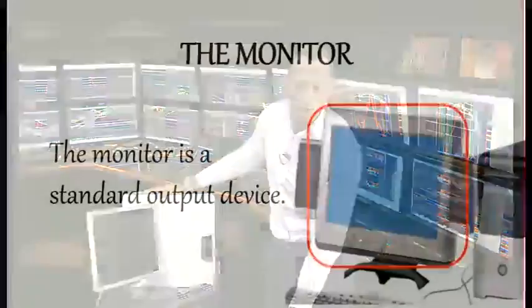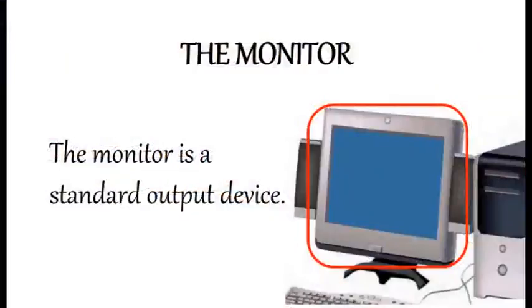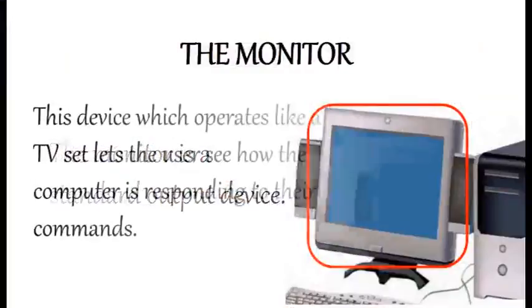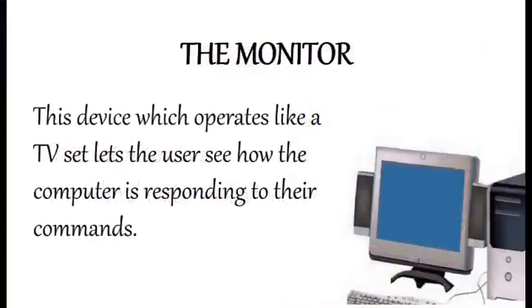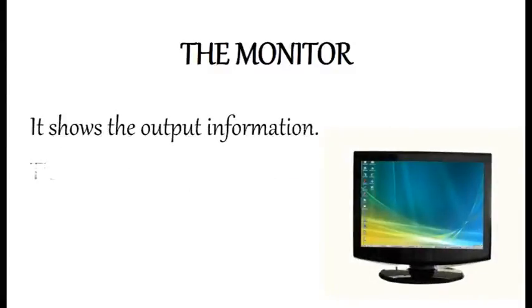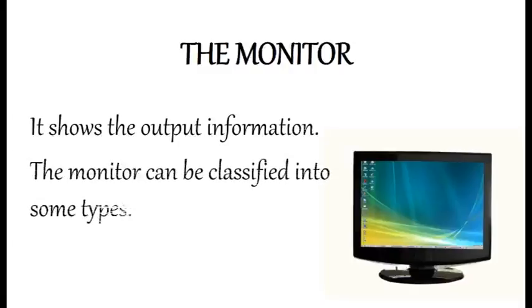We also have the monitor, which is the standard output device. The monitor is a device which operates like a TV set and lets the user see how the computer is responding to the various commands they are giving. It shows the output information. And the monitor, which is like the TV screen, can be classified into various types.